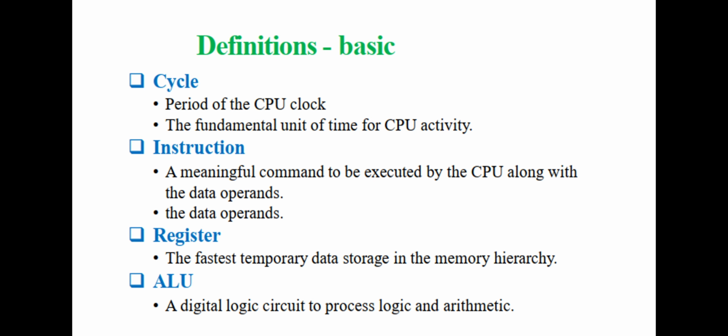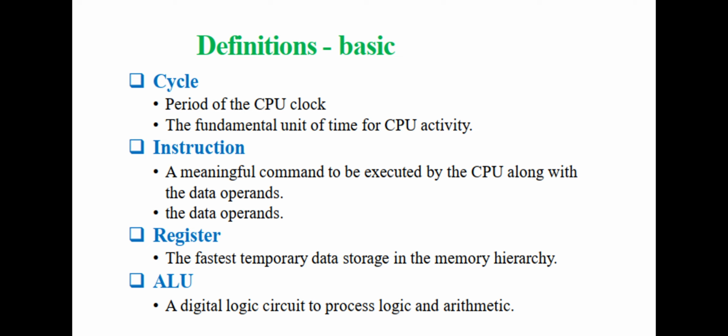Computer architecture and organization 2. Definitions. Basic cycle: period of the CPU clock, the fundamental unit of time for CPU activity. Instruction: a meaningful command to be executed by the CPU along with the data operands. Registers: the fastest temporary data storage in the memory hierarchy. ALU: a digital logic circuit that processes logic and arithmetic.